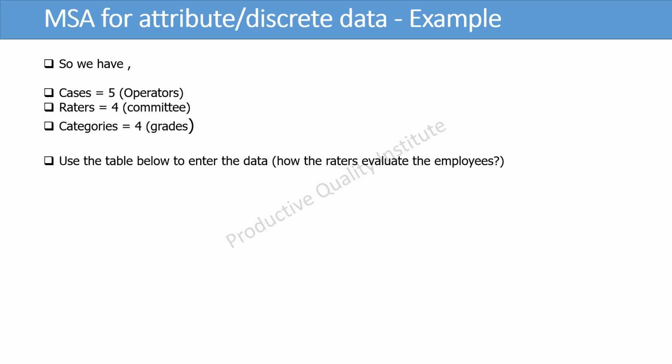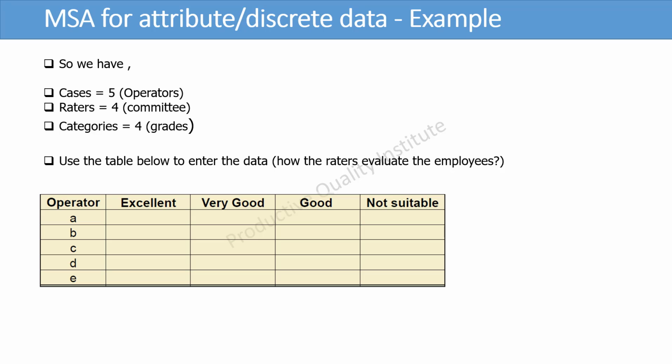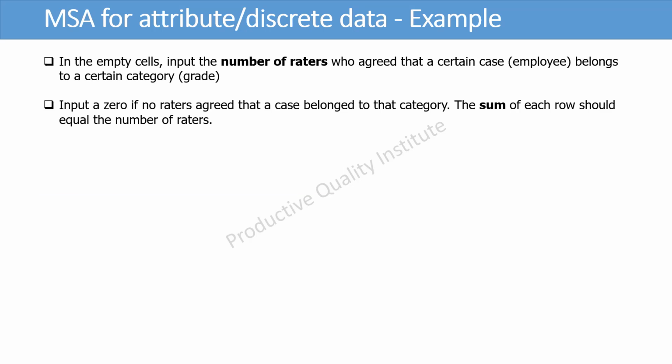Use the table below to enter the data, how the raters evaluate the employees. In the empty cells, input the number of raters who agreed that a certain case, or an employee, belongs to a certain category, or a grade. Input a 0 if no raters agreed that a case belonged to that category. The sum of each row should equal the number of the raters.